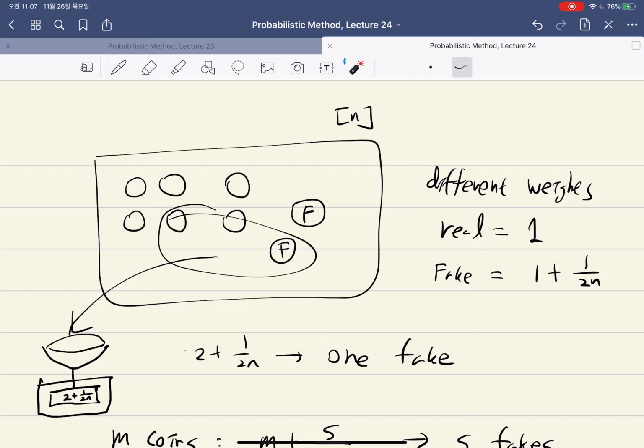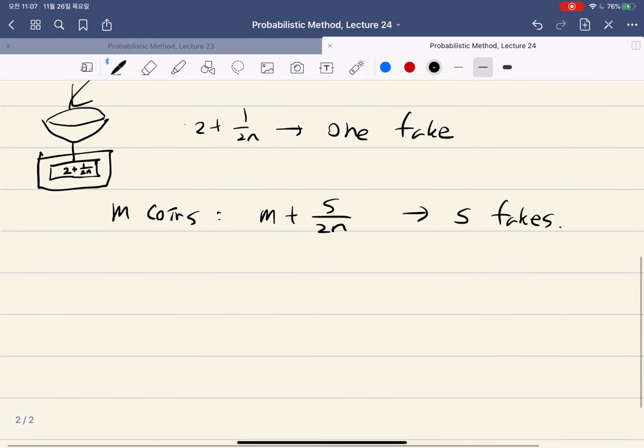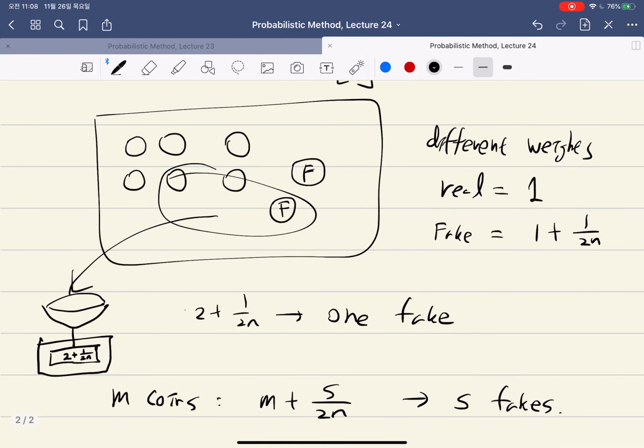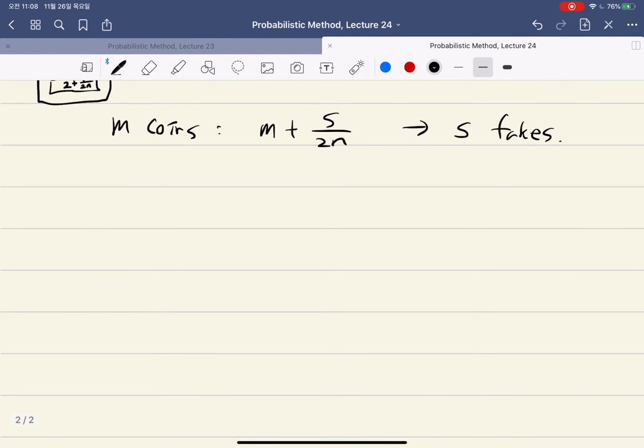Obviously, the easy way is that you take one and weigh, you take one and weigh, you take one and weigh. But can we actually do better? And if we can do better, what would be the limit? Obviously, you cannot do it with one weighing if n is sufficiently large. We are not interested in an upper bound for now, but we can show a lower bound, that it cannot be too low.